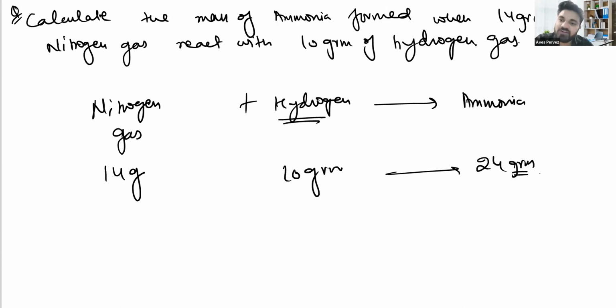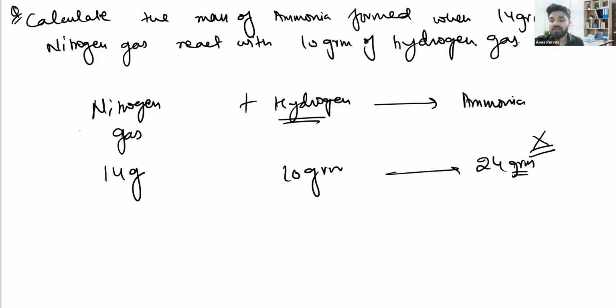According to the law of conservation of mass, do you think so? Yes, sir. No, it is incorrect. Actually, first you need to... Sir, is the hydrogen 20 or 10? It is 10 gram. So this is the law of constant proportion. What does it say? That in a chemical compound, elements combine in a fixed ratio by mass.